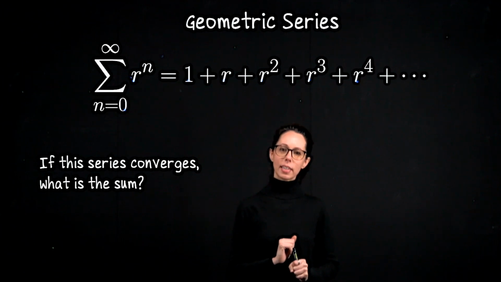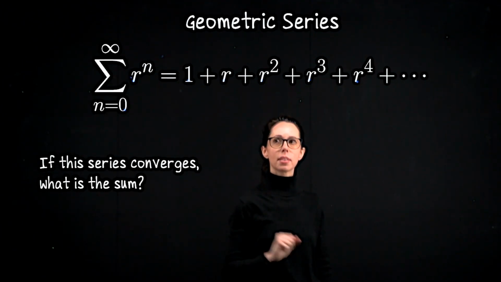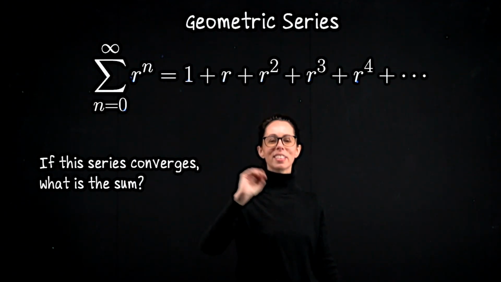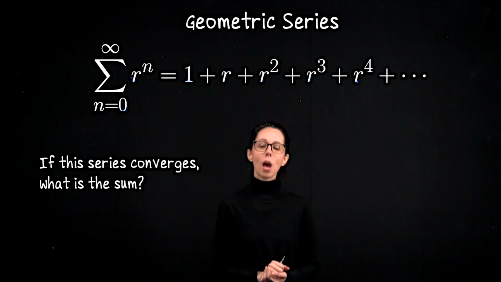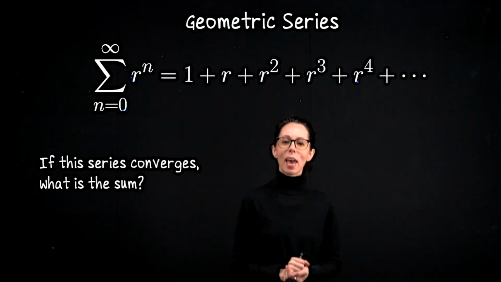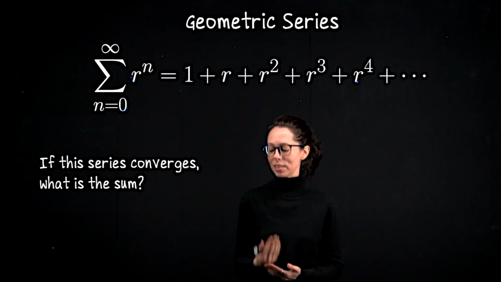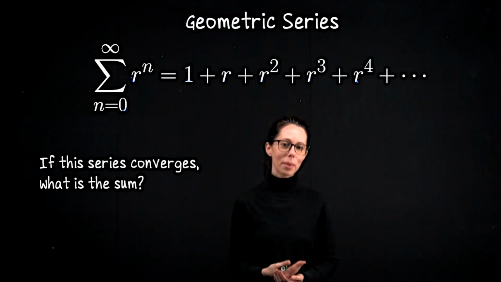The r stands for ratio, because if you look at the ratio of adjacent terms, r divided by 1 is r, r squared divided by r is r, r cubed divided by r squared is r, so they have a common ratio. What we are going to talk about today is when this type of series converges and what it converges to. This is a special kind of series in part because when it converges we actually know what the sum is.